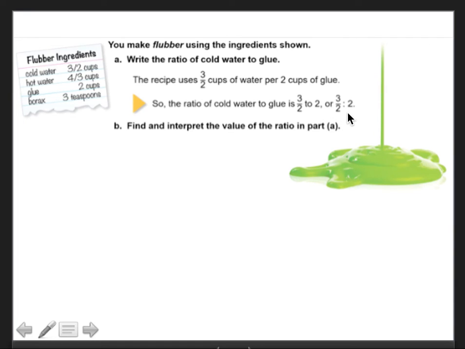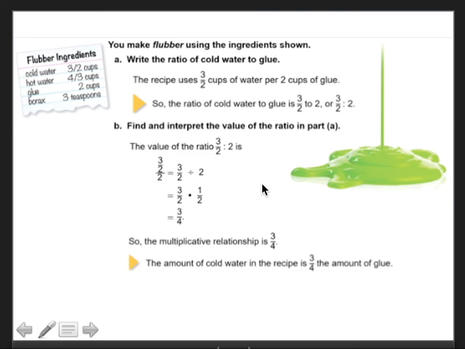Okay. Now, interpreting these. So what does that really mean? Okay, so we've written this ratio this way. Notice we can also write it as the fraction, 3/2 to 2. So there's 3/2 cups cold water for every 2 cups glue.